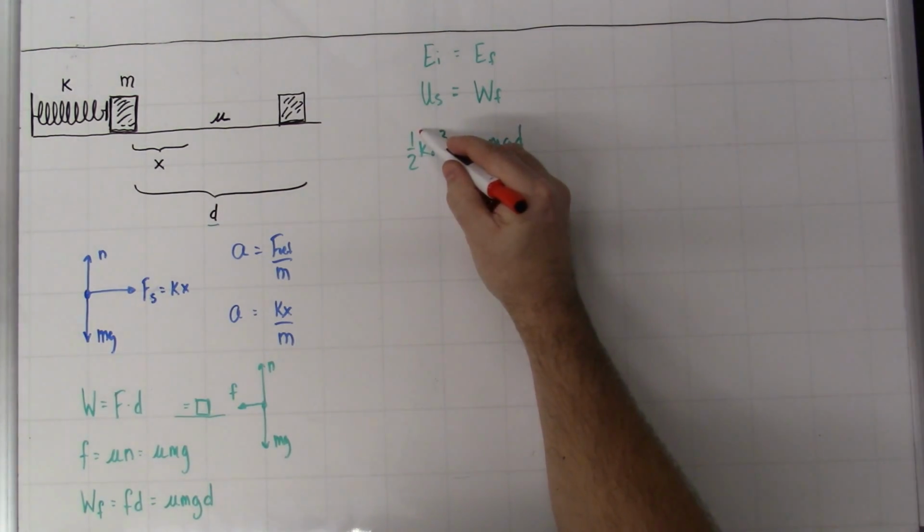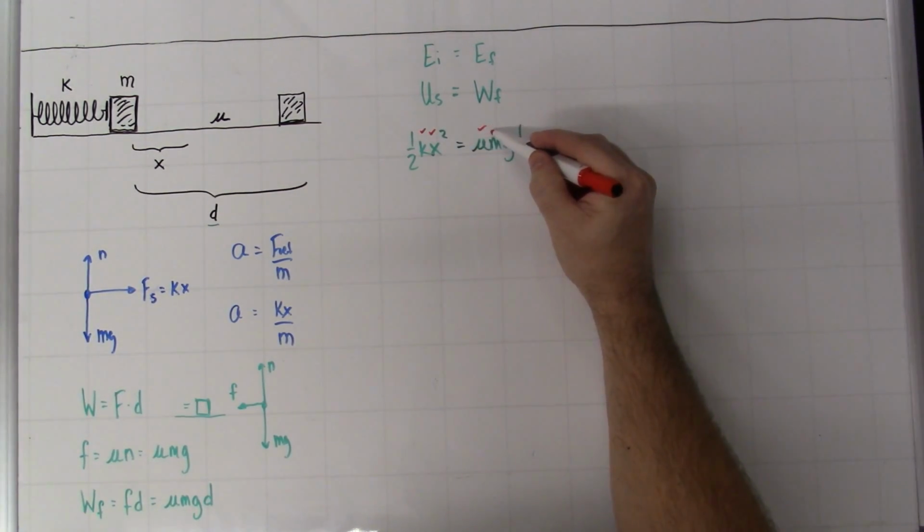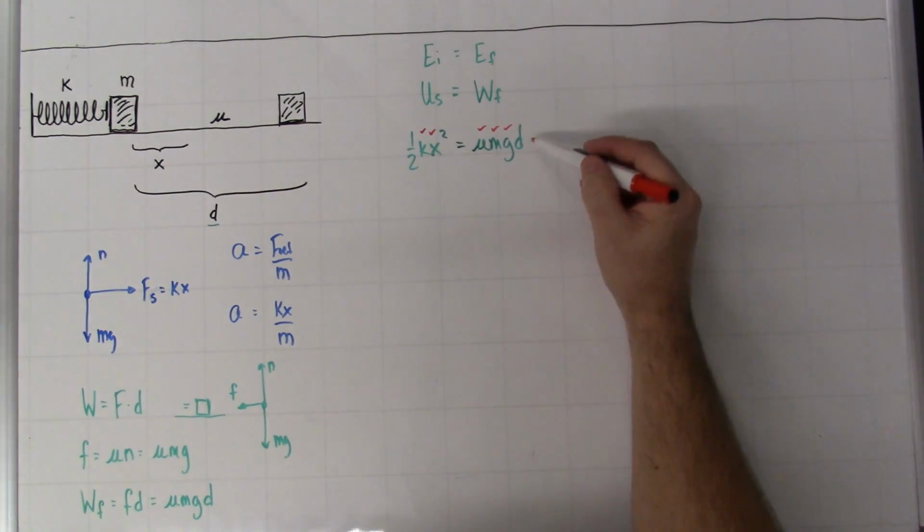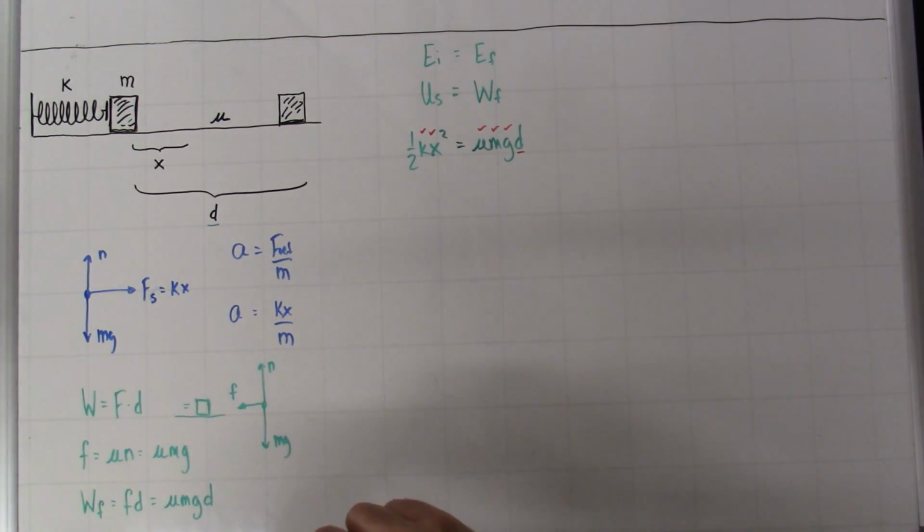We're given k, we're given x, we're given mu, m, and we know the g, and so we can solve for d. Not too hard.